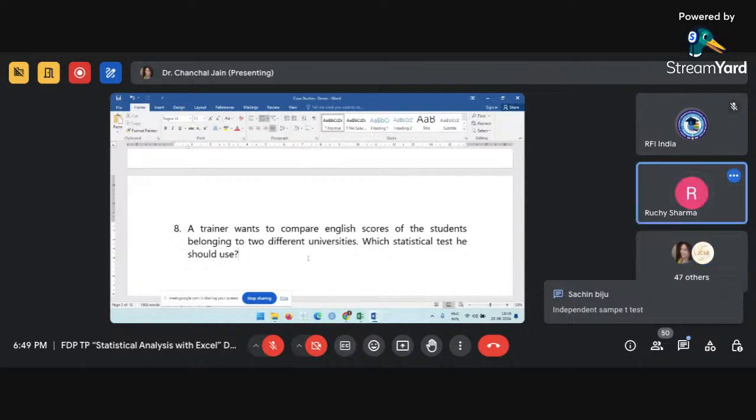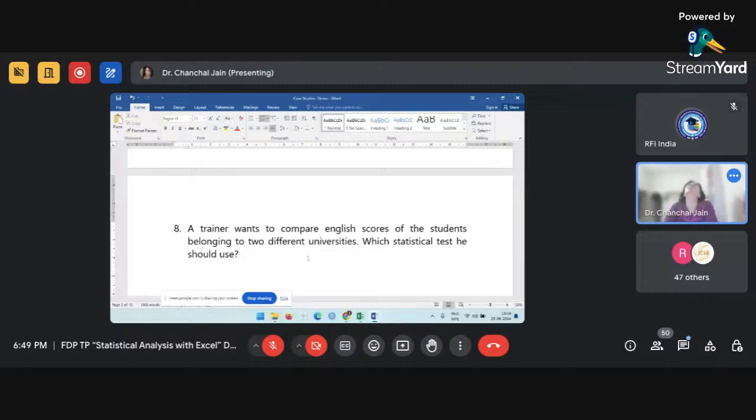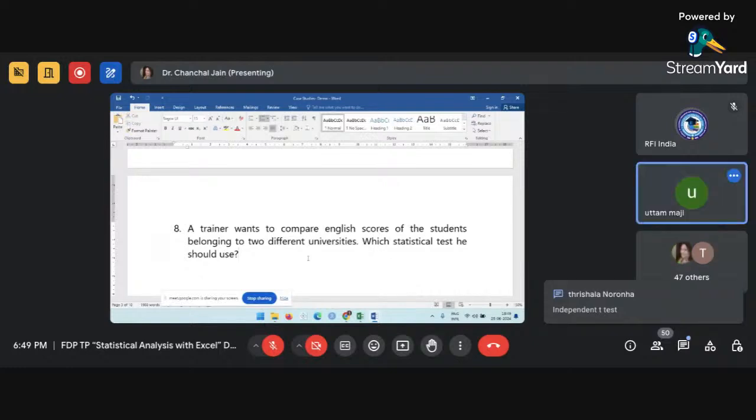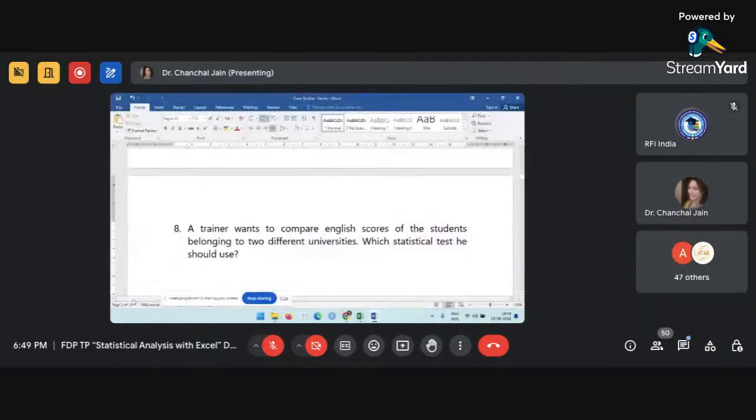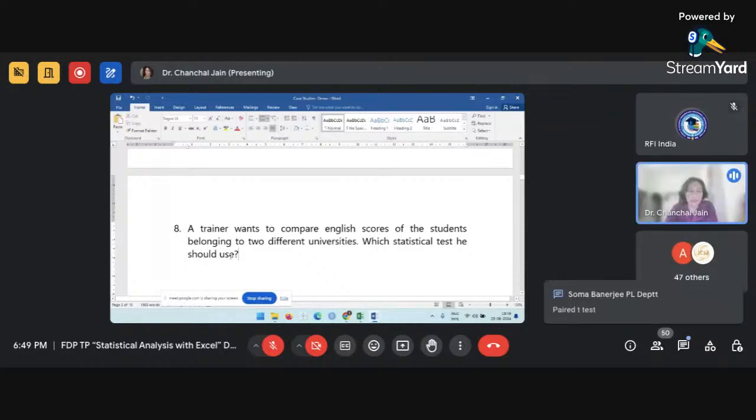Correlation. Okay. T-test. Which t-test, sir? Paired sample t-test. Independent t-test. Independent sample t-test. Okay. Any other opinion?